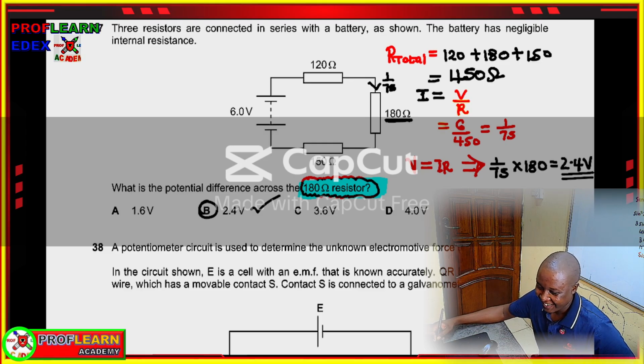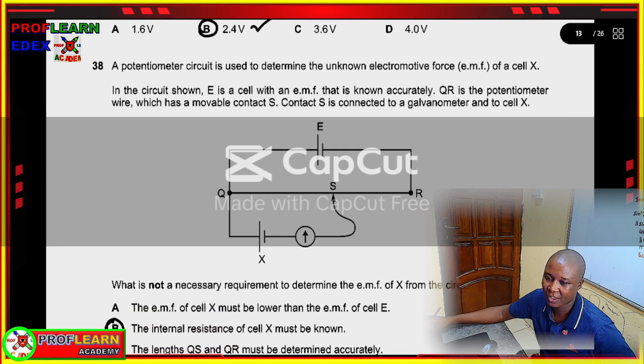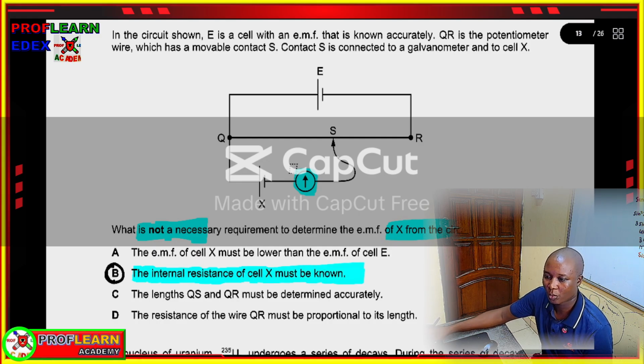Okay, so moving further to question number 38. What is not necessary? Of course, this kind of circuit is a potentiometer, and the potentiometer is used to determine the unknown EMF of a cell in the circuit. So basically, what is not necessarily required to determine the EMF is the internal resistance of the cell. It should not be known for you to be able to work this out.